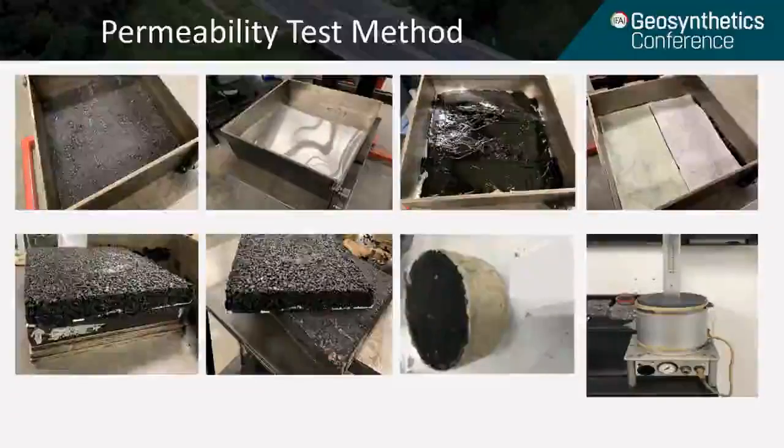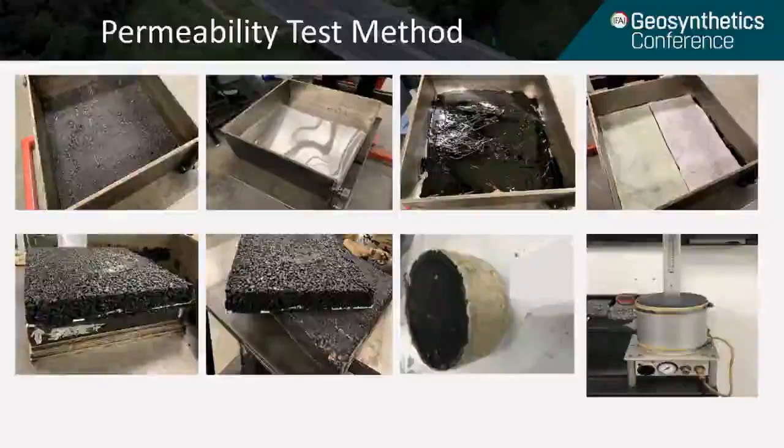To quantify moisture barrier function, we performed the falling head permeability test. We aim to simulate the actual field construction. As shown in the figures, we placed an old asphalt slab at the bottom, then placed an aluminum sheet, sprayed tack coat, placed a geosynthetic on top, then compacted open graded friction course on top of the geosynthetic.